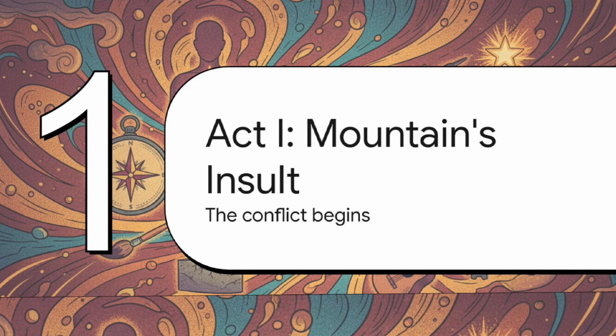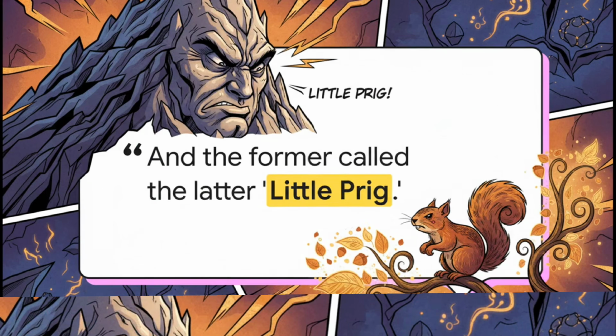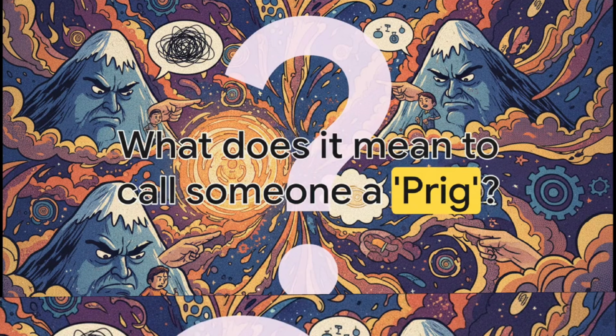Well, the fight gets started when the mountain decides to use its size as a weapon. Not physically, of course, but with its words. The poem says, "And the former called the latter little prig." Now that's a bit of old-fashioned language. The former just means the first one mentioned, so the mountain. The latter means the second one, the squirrel. So the mountain literally looks down and insults the squirrel. And it doesn't just call it small, it uses a very specific and pretty nasty word. Yeah, prig. It's not a word you hear every day, is it?